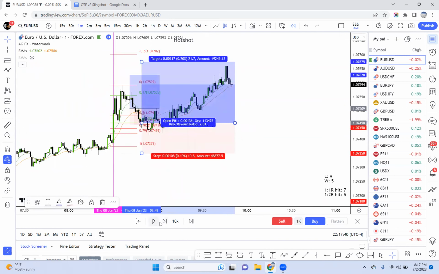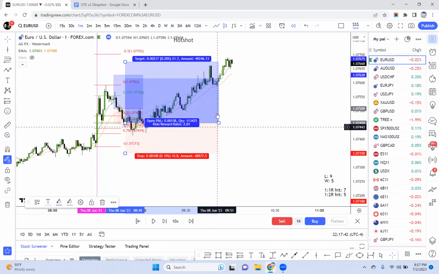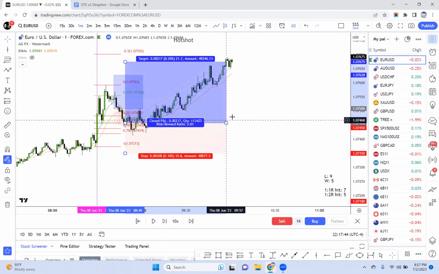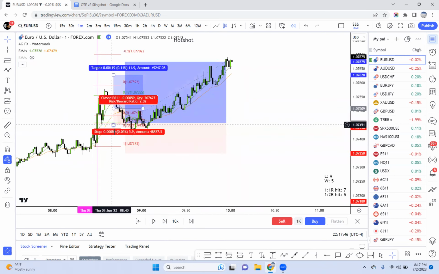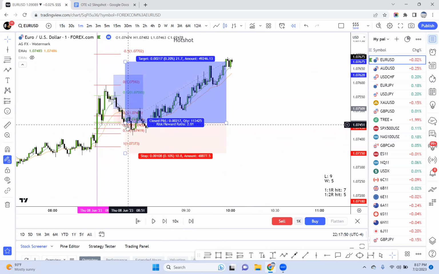It hasn't hit yet. Come on. We're right there. Oh my goodness. Nice. But turtle soups happen, bro. That's why we reframe it. Look at stopped out. It took out the liquidity there, right?